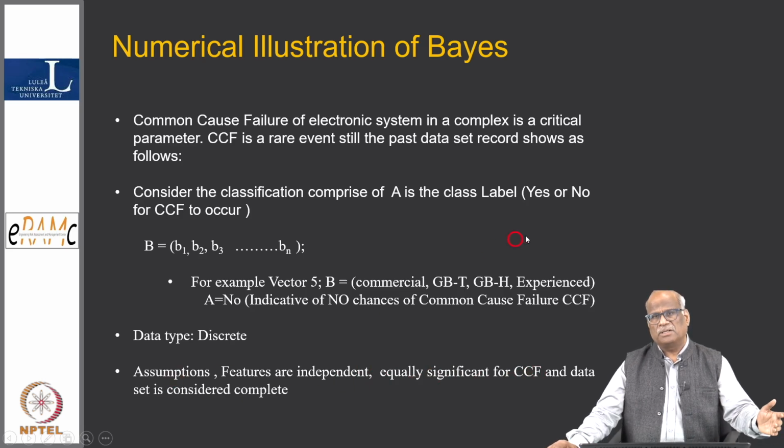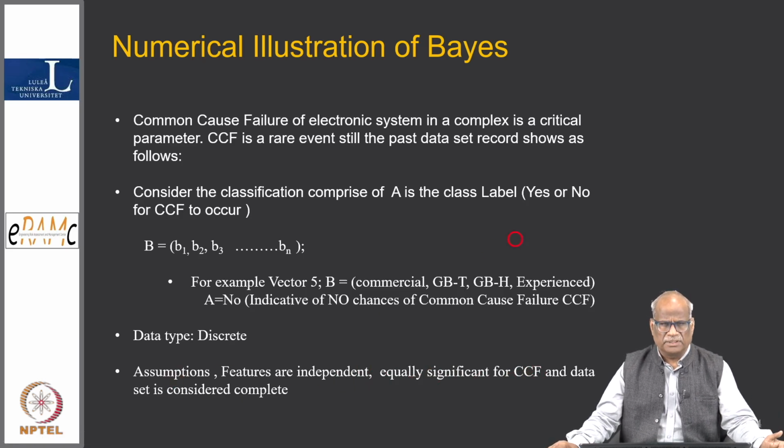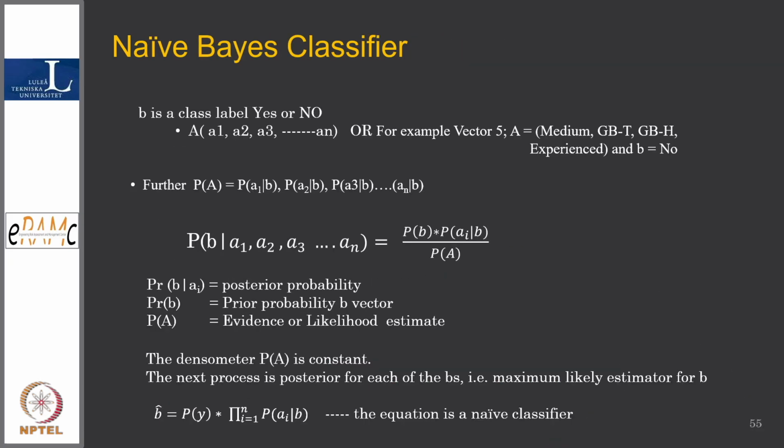So independent and equally applicable. That is an assumption that we will be using for simplifying our model. How do we do that actually? Now if I convert this whole problem, B is a class label, yes or no. Okay, B is a class and the labels are yes or no.